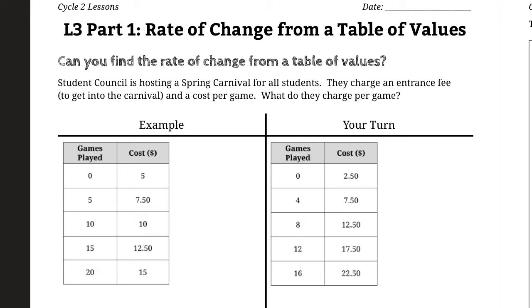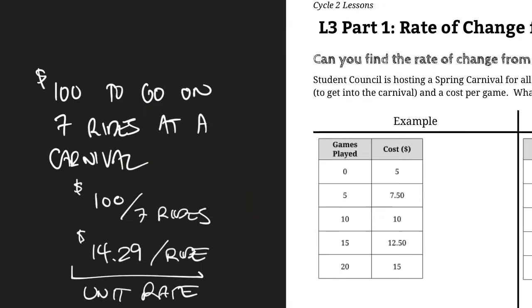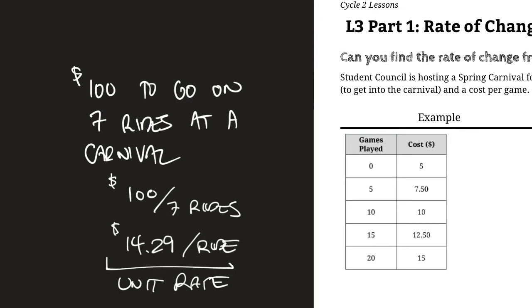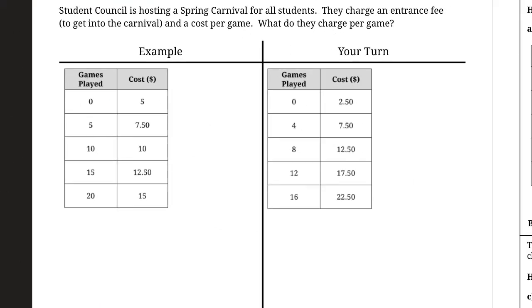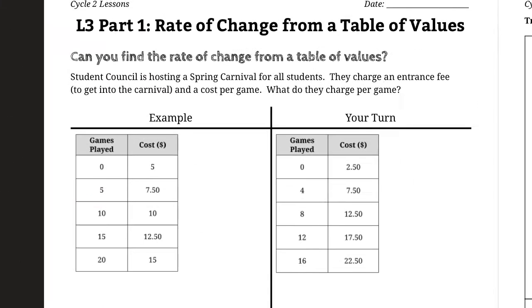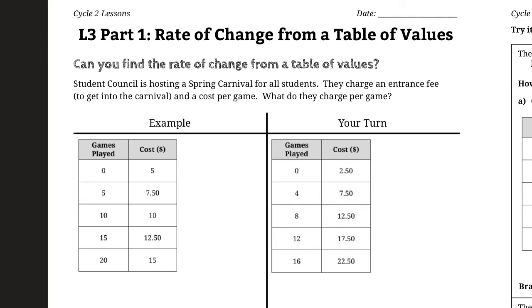So it's a little bit more complicated than just dividing like we did over here. We can't just divide these numbers because we have this entrance fee of $5. That makes it a little bit more complicated. So I'm going to show you a way to do it that I think isn't too bad. And the way to do it is like this.